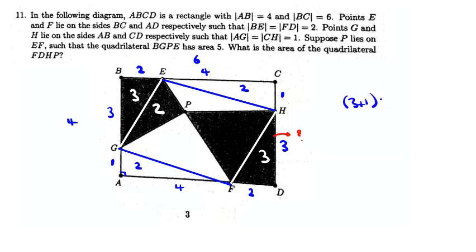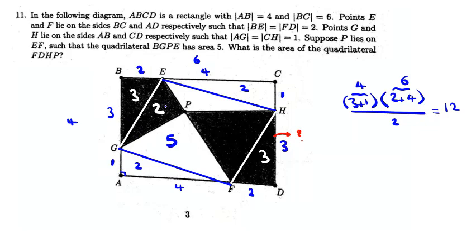3 plus 1 is altitude times 2 plus 4 all over 2. It will be 4, it will be 6. 4 times 6, 12. 24 over 2, 12. So here the whole is 12. 2, 3, 5. 5, 2, 7. So 12 minus 7 is 5. So the area here is 5.